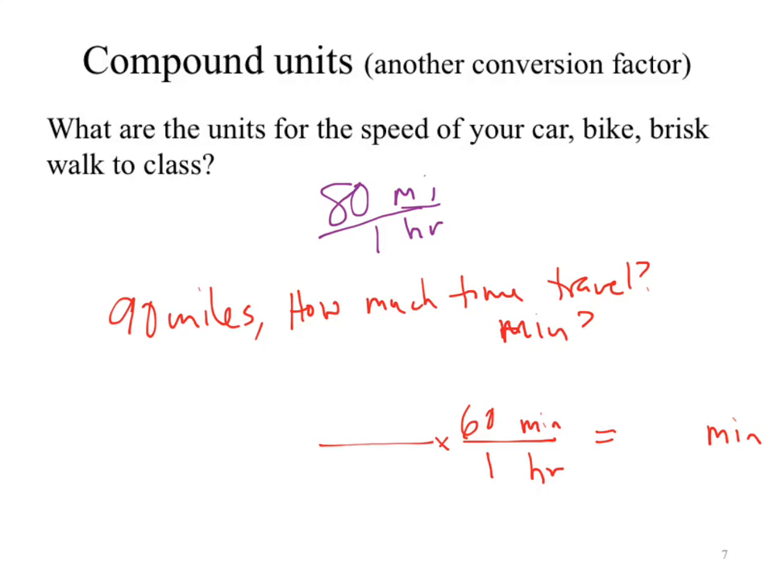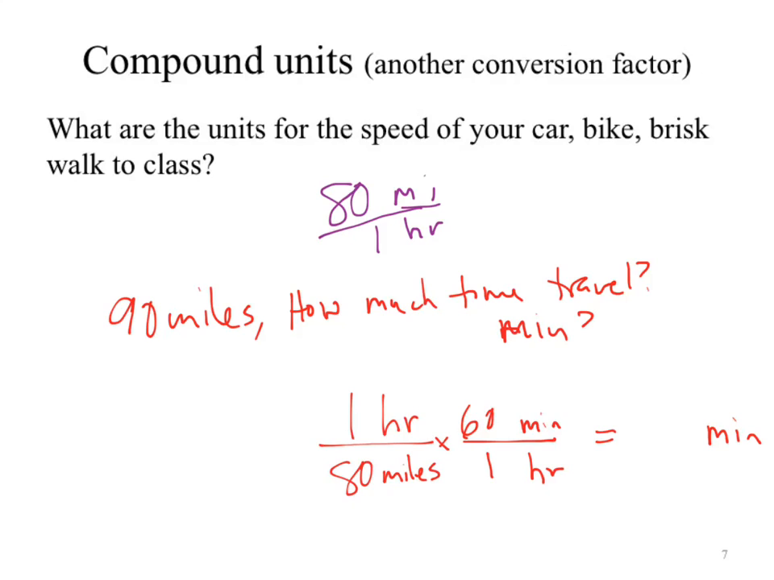What do we have? 1 hour. In 1 hour, we've gone 80 miles. Okay? What's happening with our units? Our hours cancel, which is nice. We'd end up with minutes, but get minutes per mile.